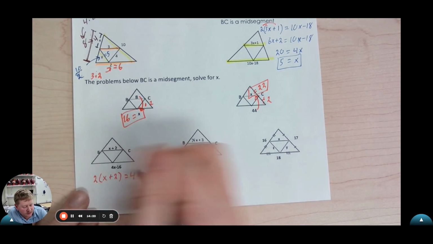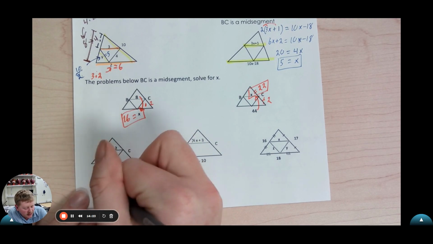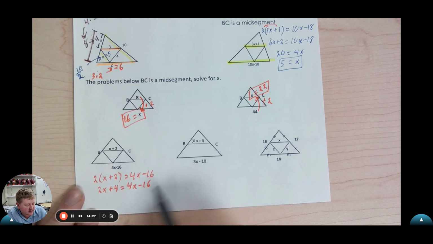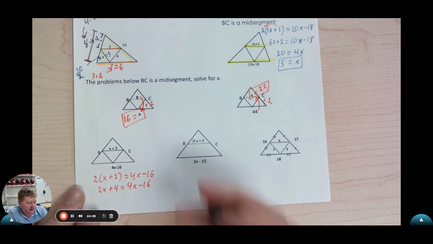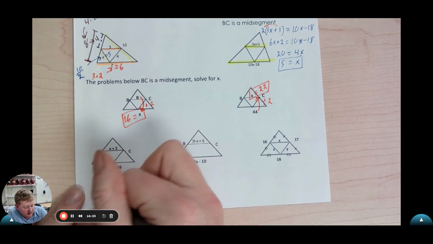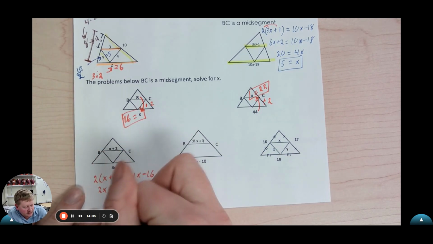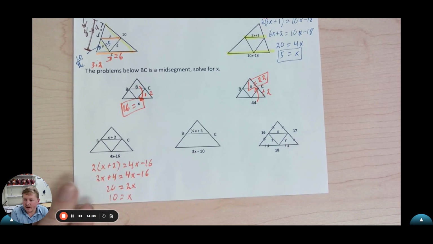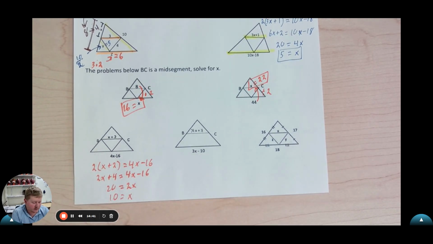Okay, so distribute the 2, you're going to get 2x plus 4 is equal to 4x minus 16. Then after that, we combine like terms and all that good stuff. So we're going to get left with 2x and 20, and then x is equal to 10. Okay, so that would be our answer for that one.